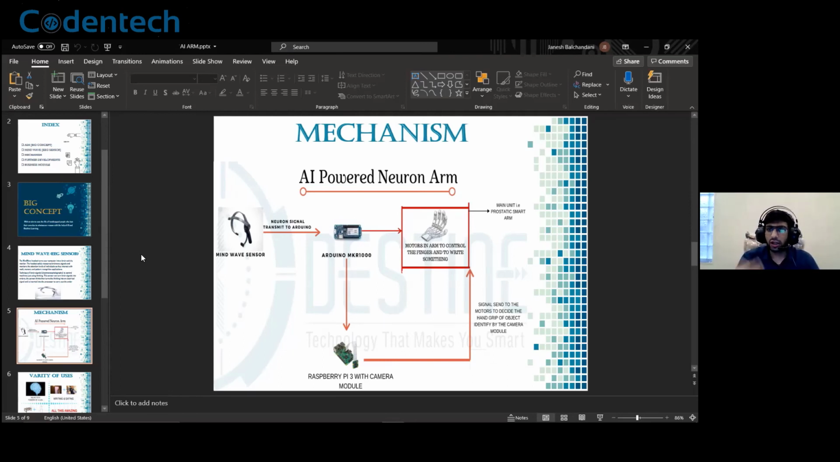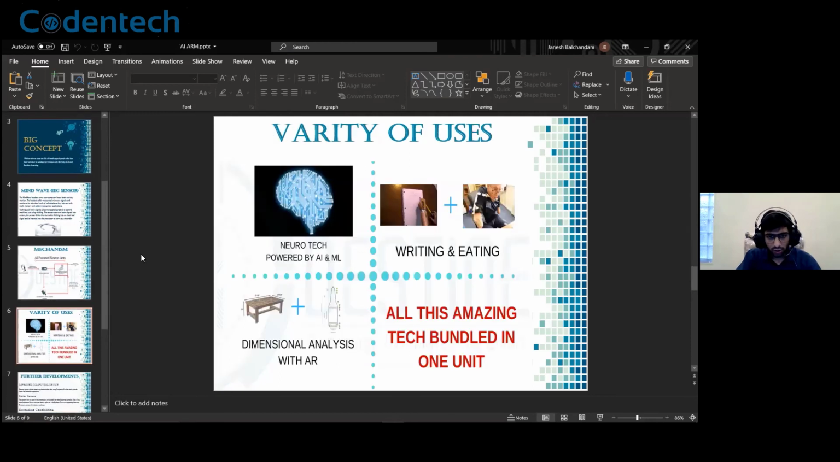And with the technology of computer vision and the power of data, it enhances the capabilities of the robotic arm to a next level. So this is how AI and machine learning works on an industry level. As I told you, there are various uses of this thing, that it is powered by neuron technology, not just the force and everything. It is powered by the brain.